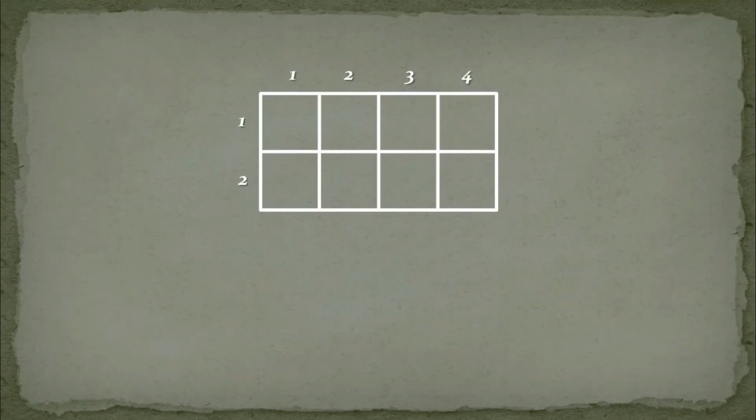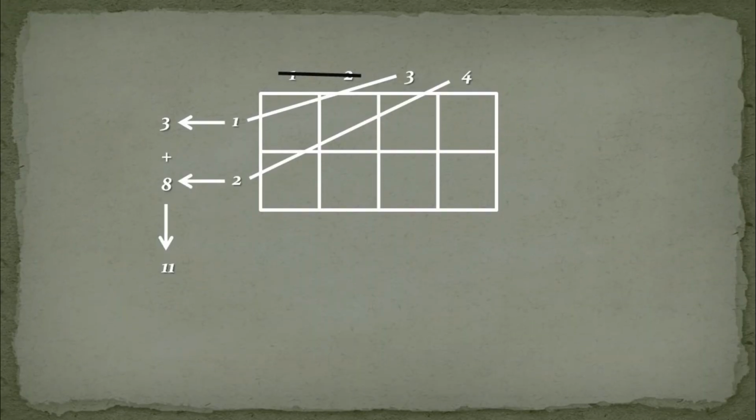Now let's see how to find number of squares if rows and columns are different. First, we begin by writing number of columns and rows as shown. Next, we multiply last column number with last row number, second last column number with second last row number, third last column number with third last row number, and so on, and add the products to obtain the answer, that is 8 plus 3 is equal to 11 in this case.